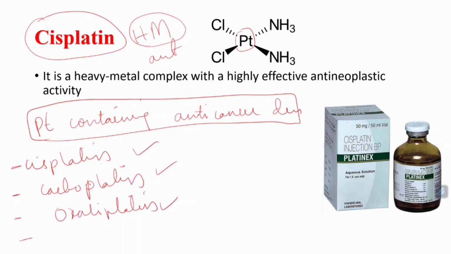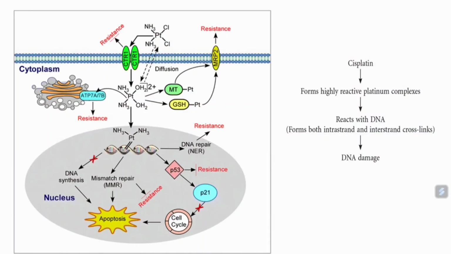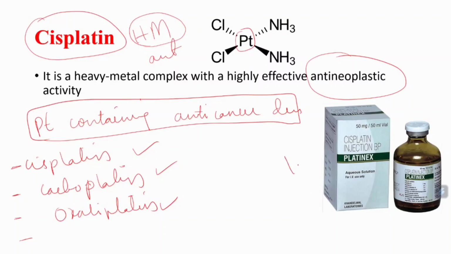So let's begin platinum containing anti-cancer drugs with cisplatin. It is a heavy metal complex which is very effective as an anti-neoplastic agent. First we'll start with the mechanism of action. Cisplatin, carboplatin, and all other platins have the same mechanism of action. Always remember, these drugs are given by IV route only.